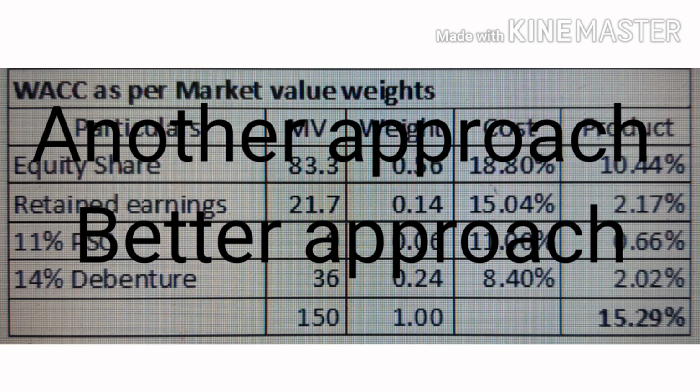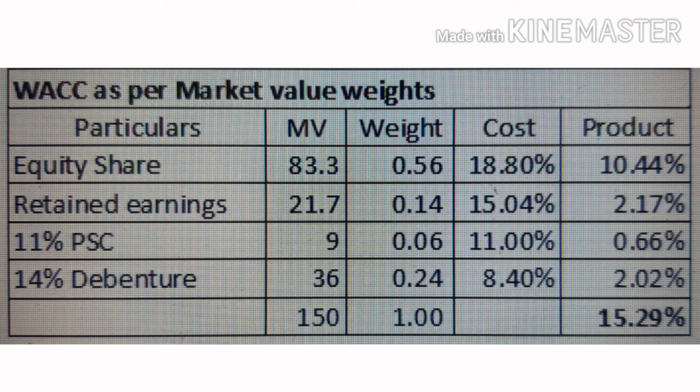It is true that retained earnings we cannot sell in the market and there is no market value. But the market value of equity share is influenced by the retained earnings. It is better to allocate the total market value between equity share and retained earnings in their book value ratio. By allocating the total market value of 1 crore 5 lakh in the ratio of 50 is to 13, that is the book value of equity share is to retained earnings, we will get the market value as 83.3 lakhs and 21.7 lakhs. So the weight will become 0.56 and 0.14 for equity and retained earnings respectively.